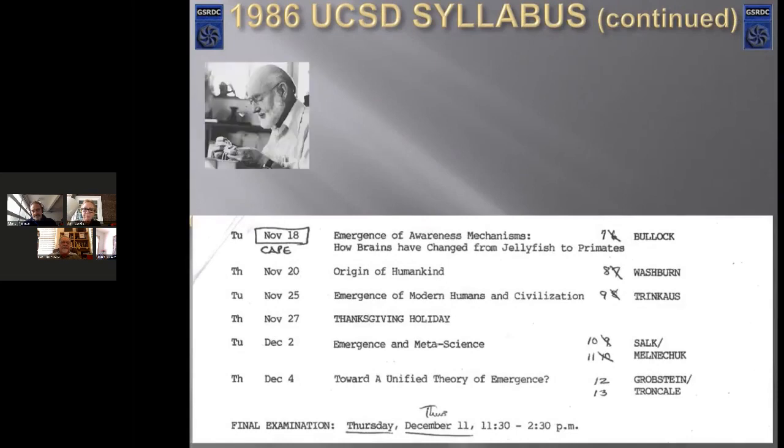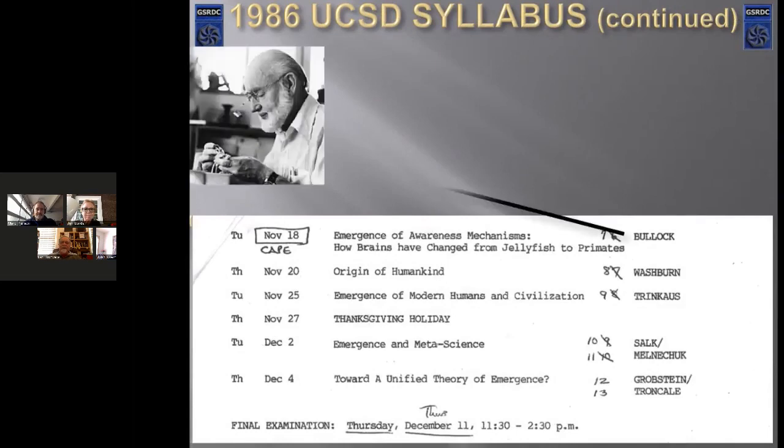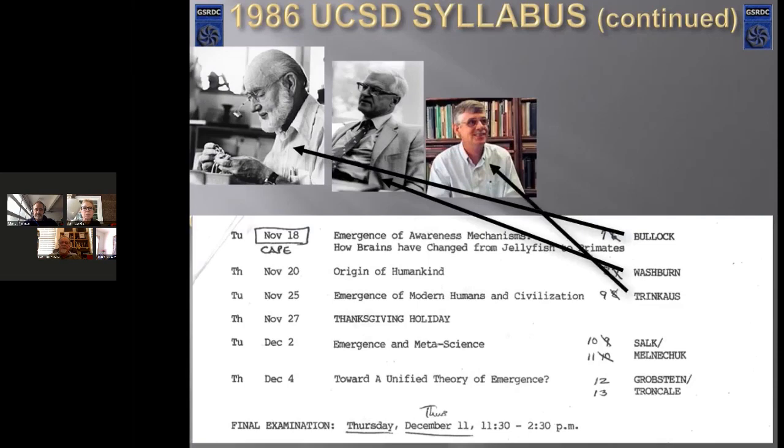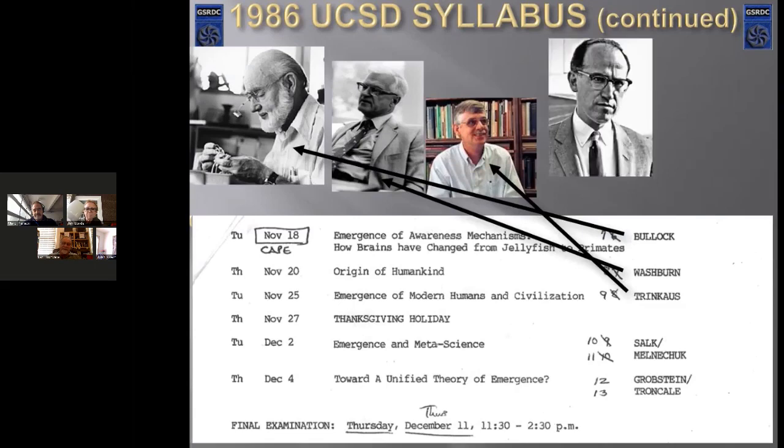Then we continued in these talks by Bullock, who's shown here, and he talked about brains and from jellyfish to primates. And he was, as I'll show you later, a major neuroscientist. And then we continued with Washburn, who talked about the origins of the human species, and Trinkhaus, who's famous for a lot of newsworthy events in the discovery of the early human civilizations.